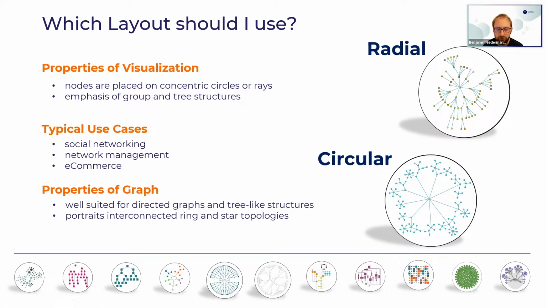So when should you use these kinds of layouts? They are well suited for directed graphs and tree-like structures. So again, there should be some kind of tree structure in this, but they don't need to be exact trees in this sense. And they really nicely show interconnected ring and star topologies, like the circular layout. Here you have these stars which are connected with a root node.